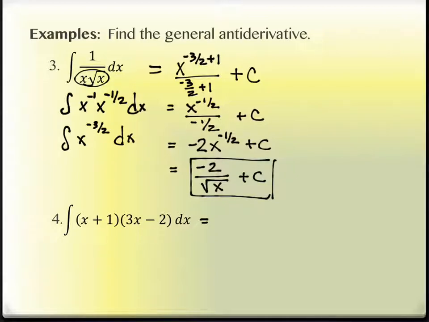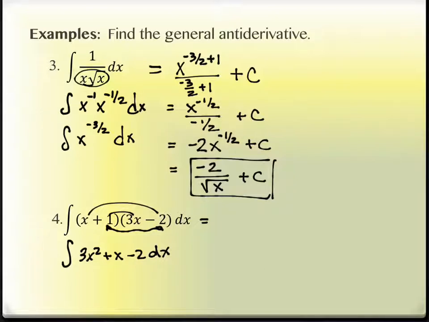So we have to FOIL it out. And when we do, then we'll have pieces that we can take derivatives of. So when we FOIL this out, I'm going to have 3x squared. On the inside, I have 3x, and on the outside, I have negative 2x. This is plus x. And then my last two pieces are negative 2 dx. Is that okay? Combine like terms and all that jazz.